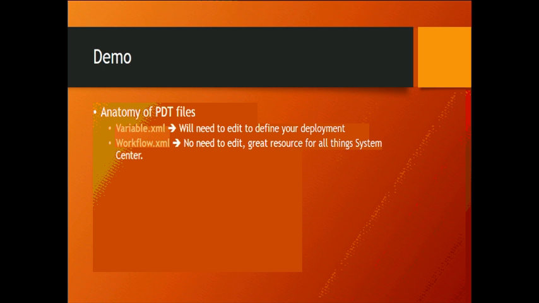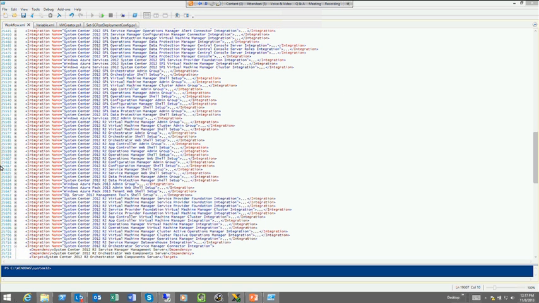So let's quickly review a variable XML file, and let me get that up and running here. See if I can share my desktop. And can you see my screen okay? Yes. Okay. All right, so here's the different files that are part of PDT.